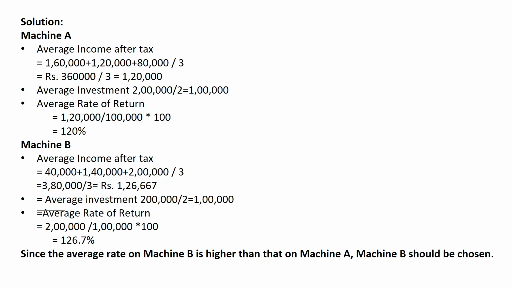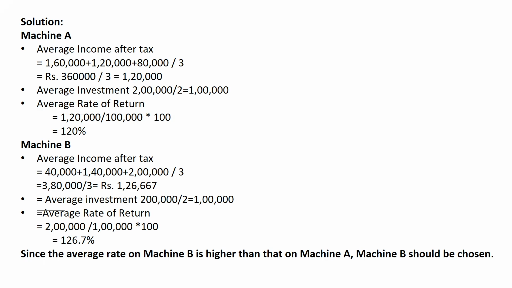Now, if we have to calculate the average investment, we have just one figure, the 2 lakh investment that is required to purchase machine A. For the average investment calculation, it will be 2 lakh divided by 2.